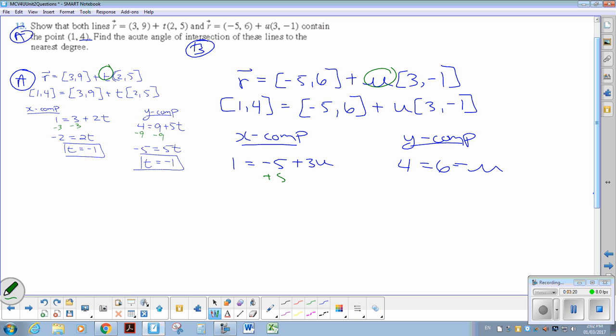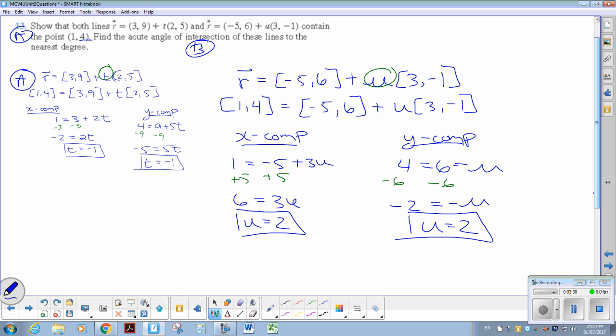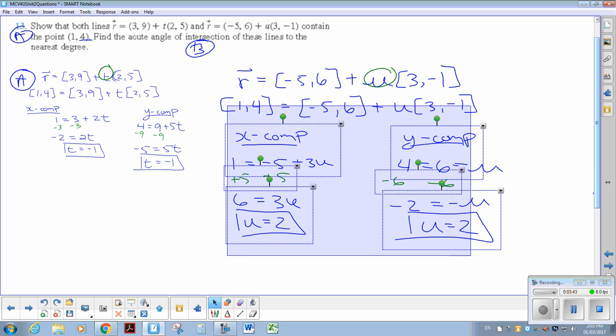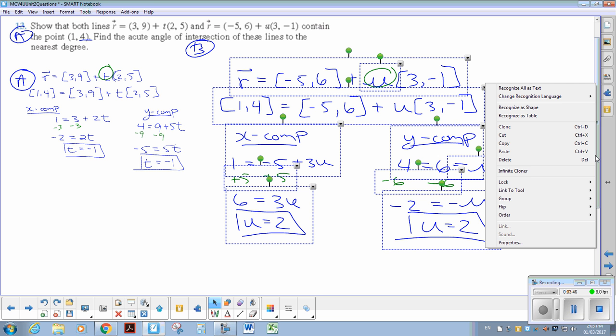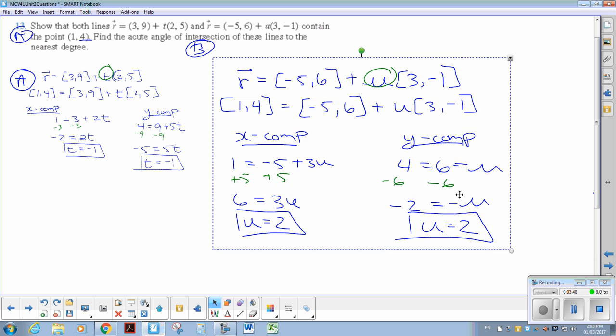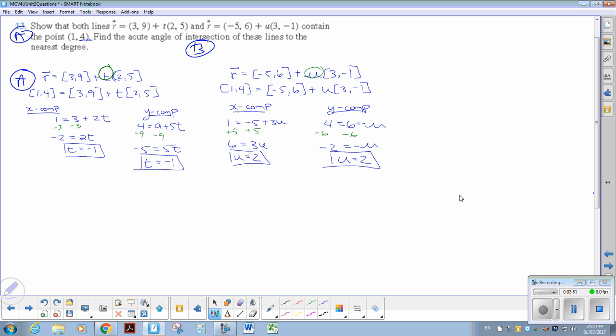Solving for u, I'm going to add 5. So I have 6 equals 3u, u equals 2. And on the other one, take away 6 from both sides. Negative 2 equals negative u, or u equals 2. Now notice that the u and the t values do not need to be the same. The u and the u values just need to be the same for that particular equation. So that tells me that therefore the point (1, 4) is on both lines.